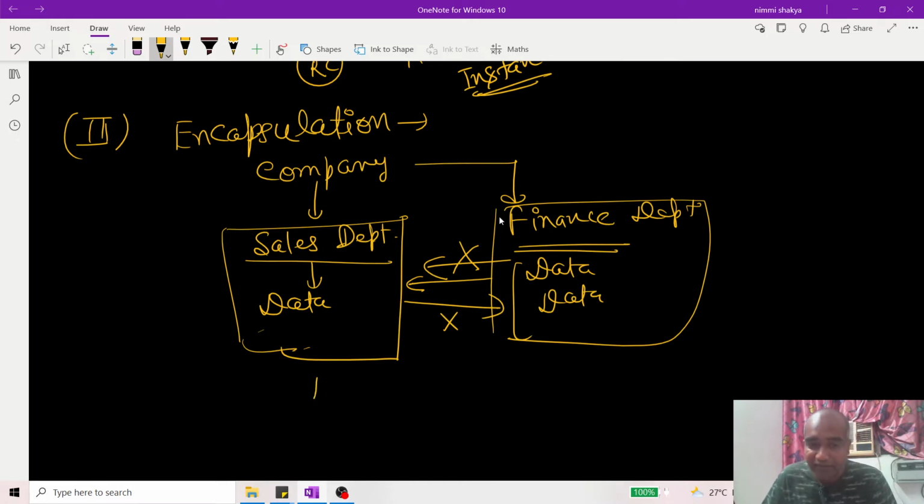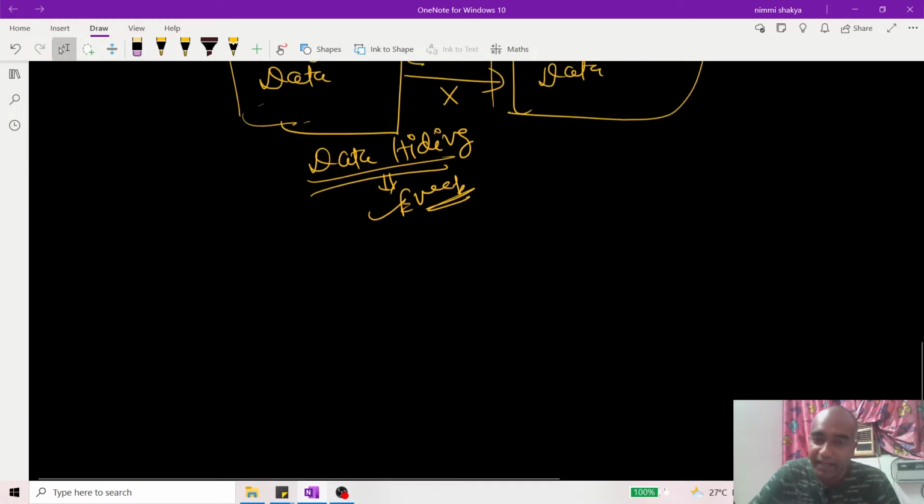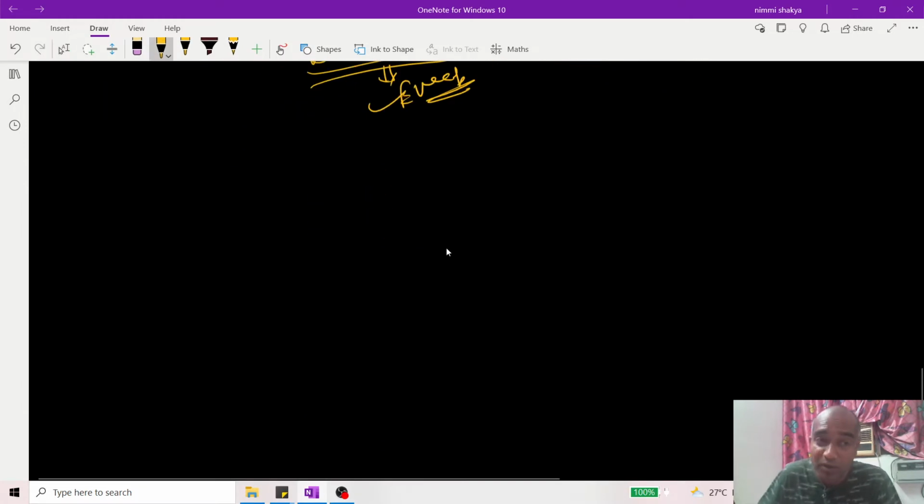So this kind of data hiding, what is it known as? It is known as encapsulation. Encapsulation is nothing but hiding the data. The simple definition is hiding the data. I hope you have understood the meaning of this. And how do you hide the data programmatically?